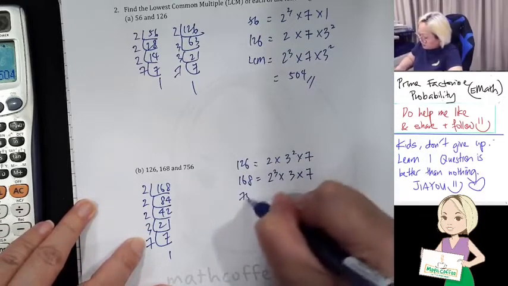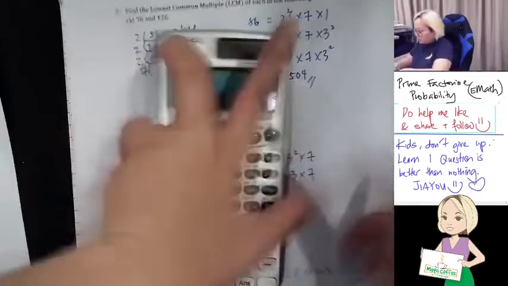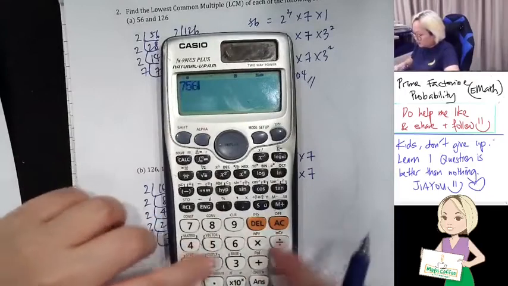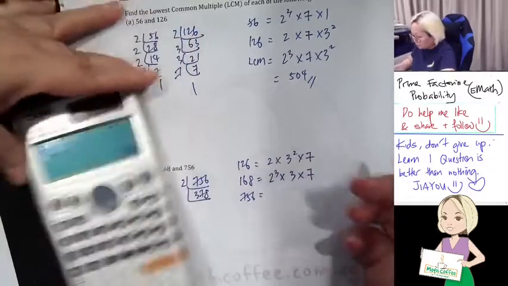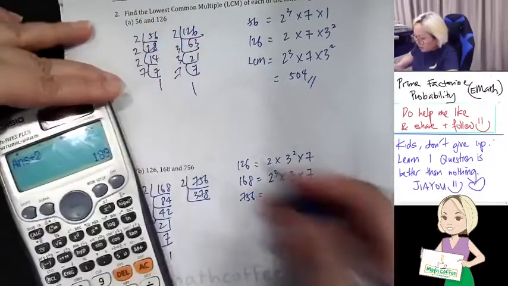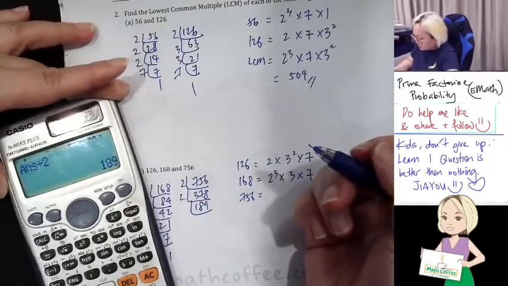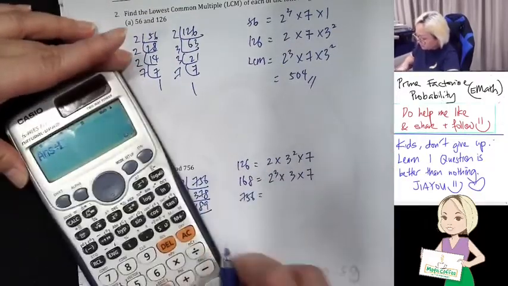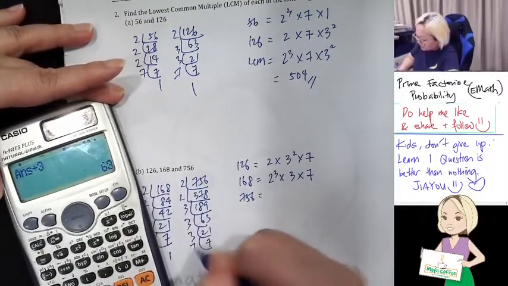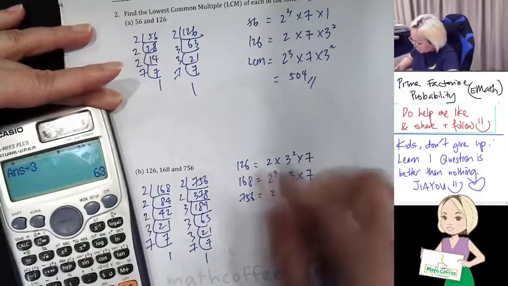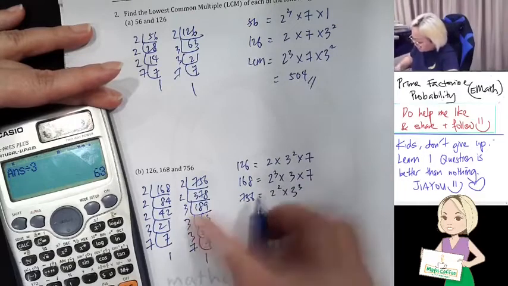My 756 equals to, divide by 2, press calculator. 378. Divide by 2, 189. 189 divided by what? 3, I think. Yeah, divide by 3, 63. Divide by 3, 21. Divide by 3, 7. Divide by 7, 1. So this will be 2 to the power of 2, 3 to the power of 3, 7.